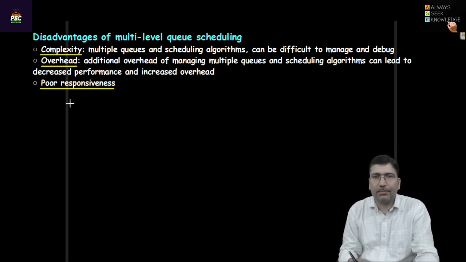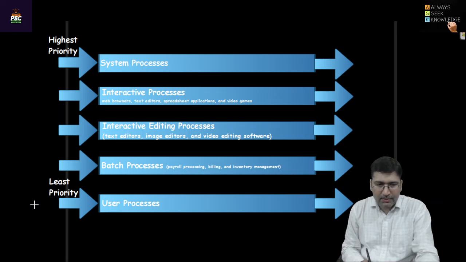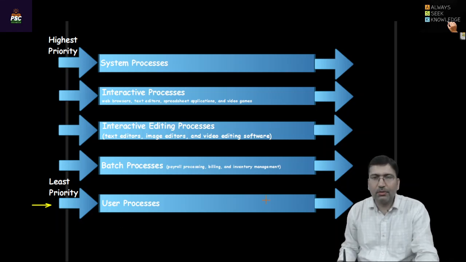Because of the complexity of this implementation, the system may be less responsive, and there are chances of starvation. If I go back to this diagram, a process which is arriving at the least level, like here, until and unless the upper levels are empty, the least level processes will not get the CPU. So there are chances of starvation, right? To deal with all these drawbacks of multi-level queue scheduling, there is another scheduling which we consider as multi-level feedback queue, that I will discuss in the next video.